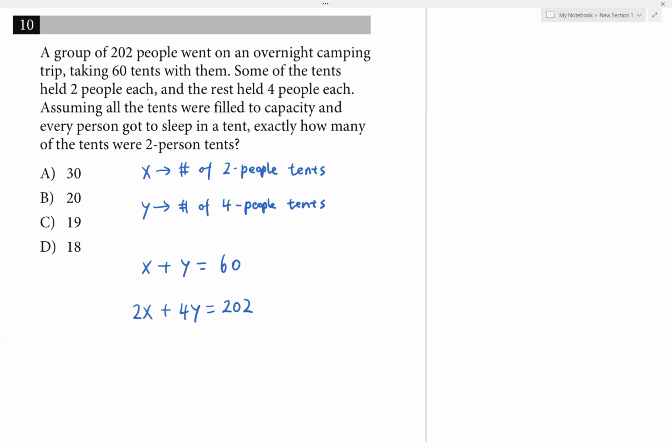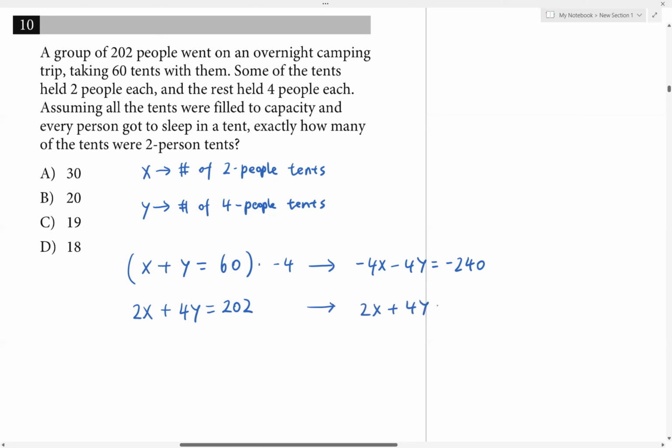So we can do either substitution or elimination. If we do elimination, for example, we can multiply the first equation by -4. If we multiply by -4, we get -4x minus 4y equal to -4 times 60, which is -240. And the second equation we can keep the same: 2x plus 4y equal to 202.